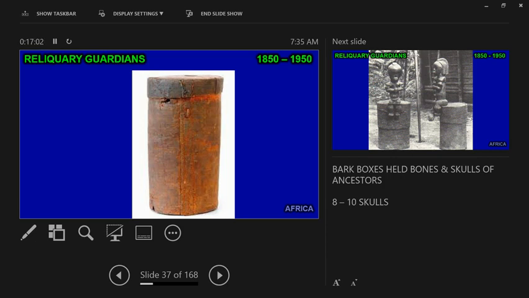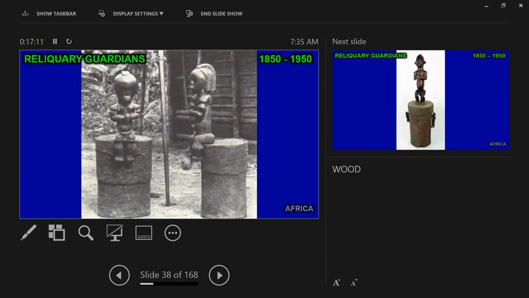Now, does it look secure to you? It's a lid on a box. It's not secure. So, how do you secure it? You put a sculpture on it. So, these are reliquary guardians, and they guard the lid of the box.